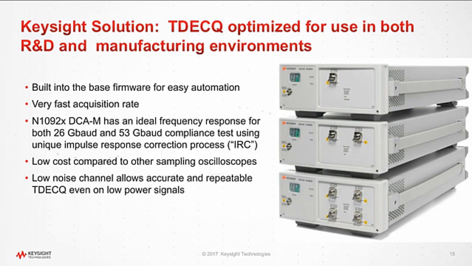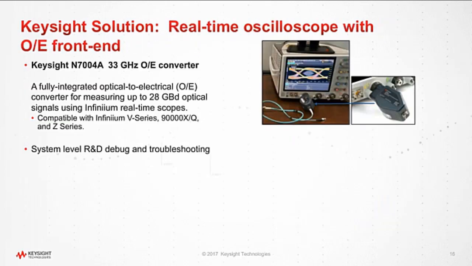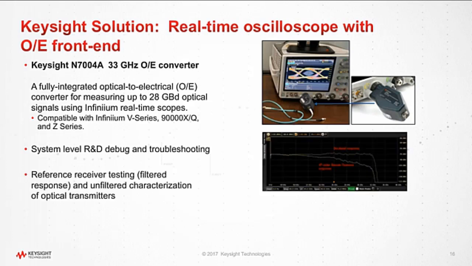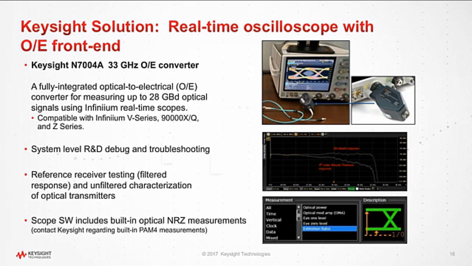On the real-time oscilloscope side, we also have an O-to-E front end, 33 gigahertz O-to-E that can be connected to our real-time series, the V-series, X, Q, and Z-series oscilloscopes, and it's very powerful for doing system-level R&D debug and troubleshooting. You can apply the ideal reference receiver, so per the standard, 50% of the baud rate. And we have built into the oscilloscope several NRZ measurements.